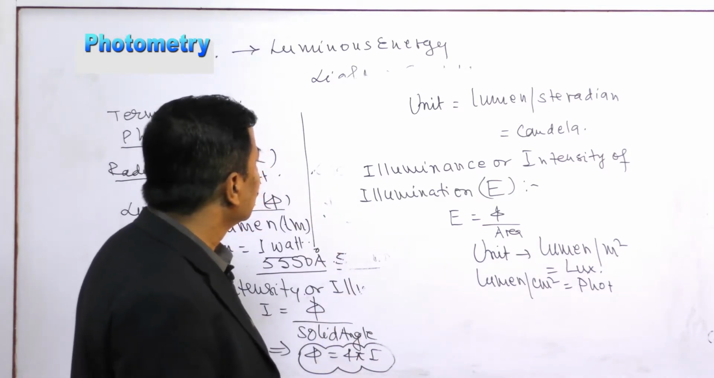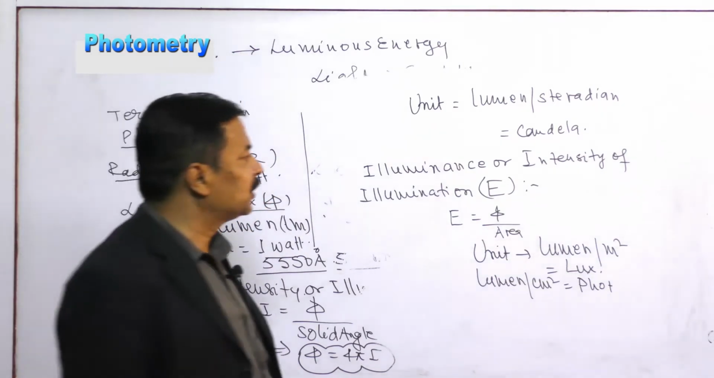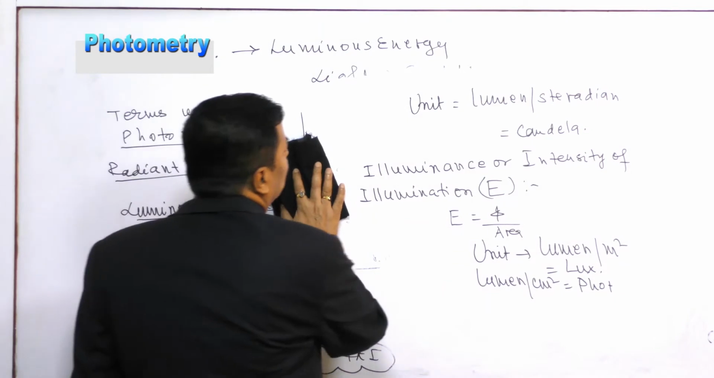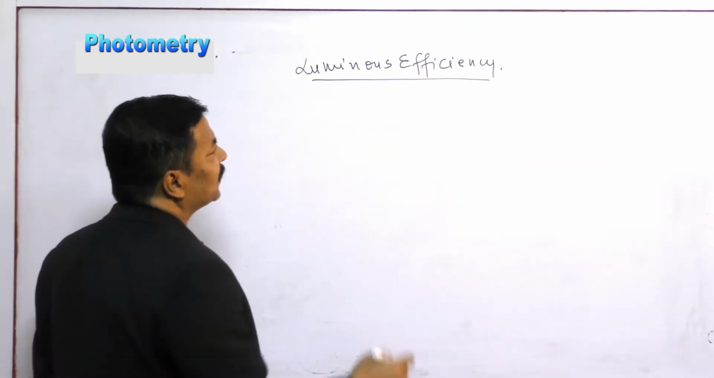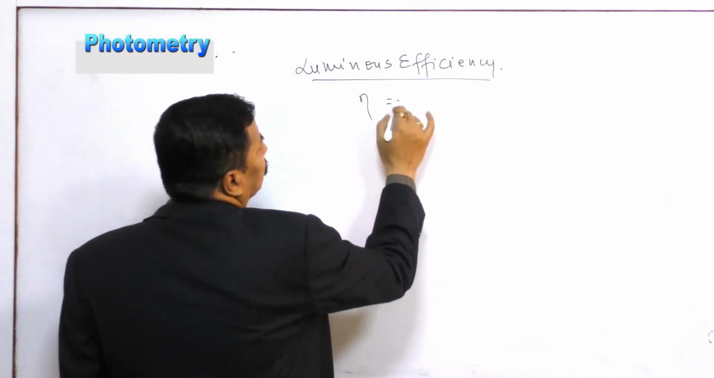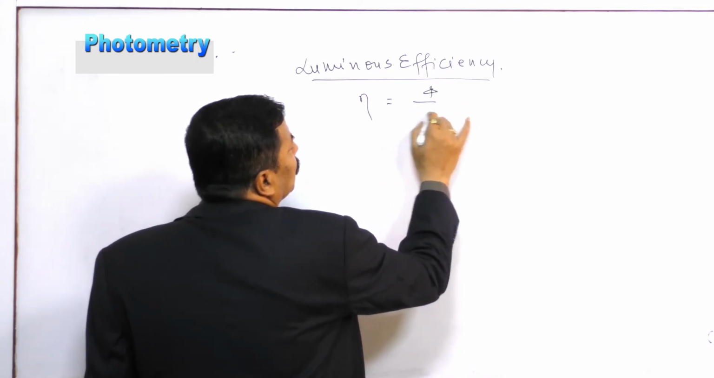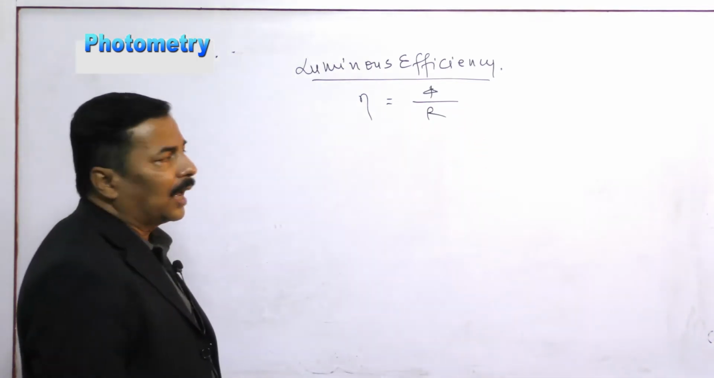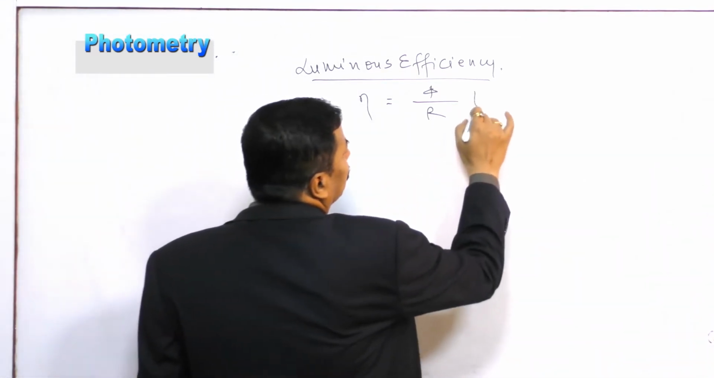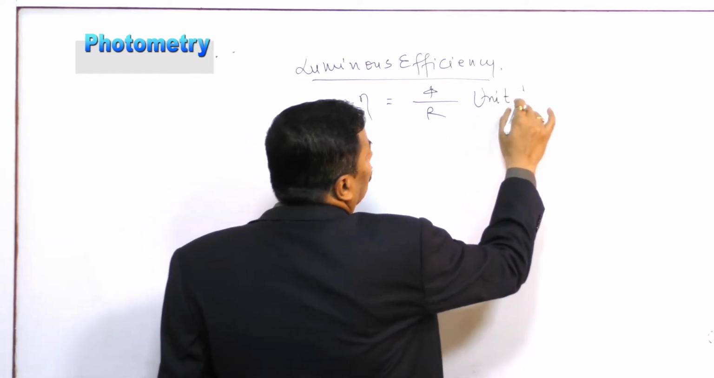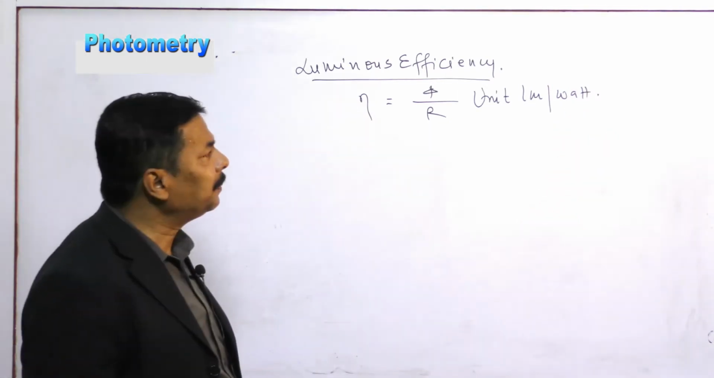Next thing that is to be understood in the discussion of photometry is your efficiency. Luminous efficiency. Let us talk about luminous efficiency. Luminous efficiency has the symbol eta. This is the ratio of luminous flux to radiant flux, and basically it is a dimensionless quantity and it has got a unit, lumen per watt.